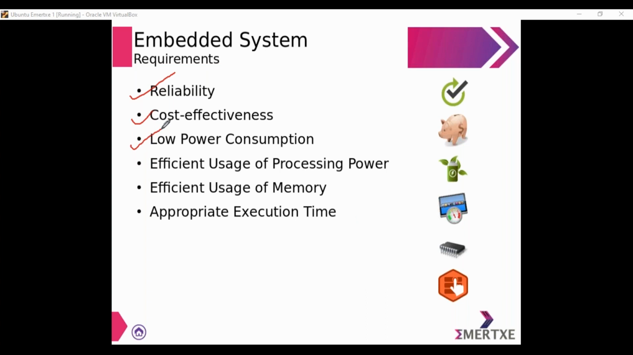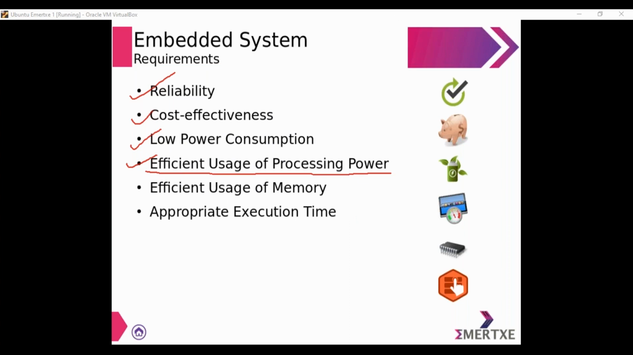Then you also have to make sure that your embedded system is consuming low power. You cannot make your embedded system consume as much power as possible. You have to make sure it is consuming very low power. And the fourth point says effective usage of processing power. Actually, if your embedded system is effectively using the processing power, then low power consumption is automatically taken care of. You always have to make sure you are using the processing power in an efficient manner.